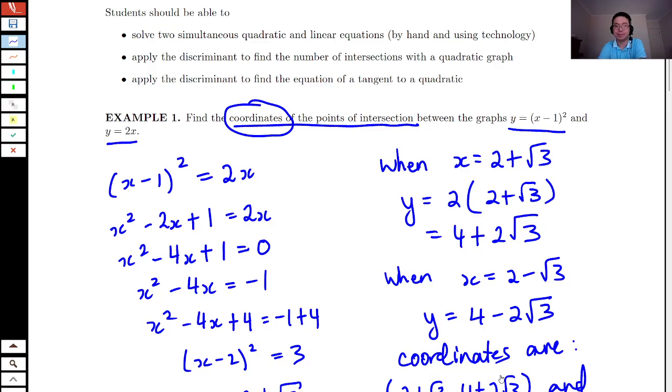All right. Let's go to our next example.